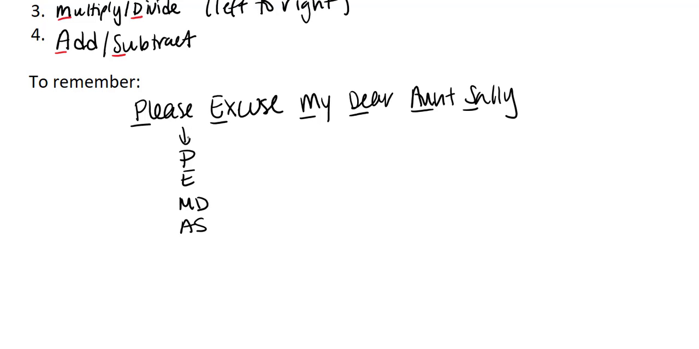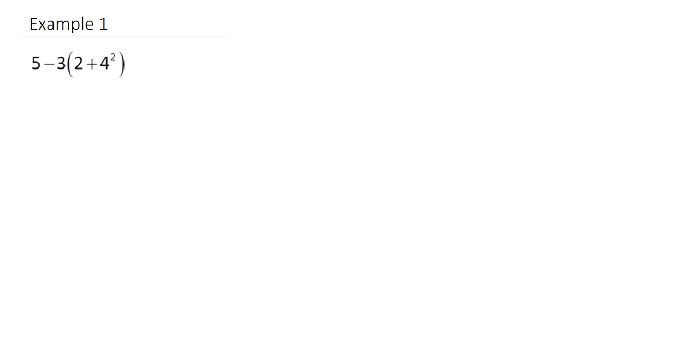So now let's look at some examples. Example 1, we have 5 minus 3, then in parentheses we have 2 plus 4 squared. So let's write this out. The first thing we need to deal with is our parentheses, and we can see it right here. When we look inside the parentheses, we go back to the order of operations again to see how we go about solving this. Inside the parentheses, we see we have an exponent, so we'll deal with that first.